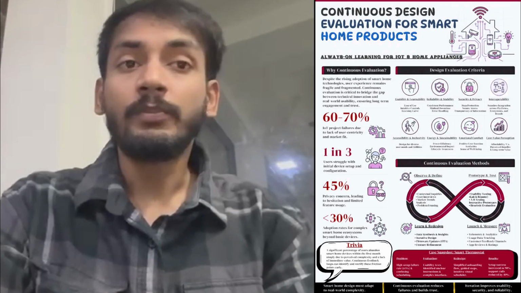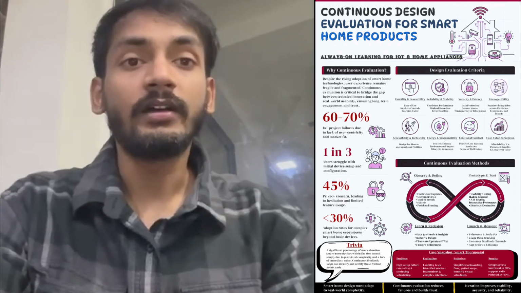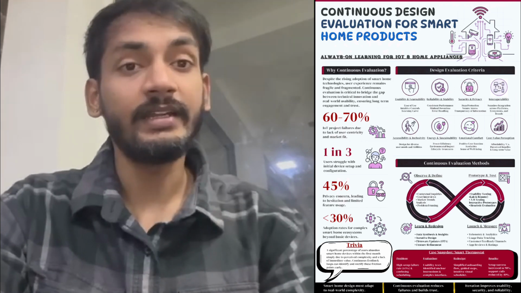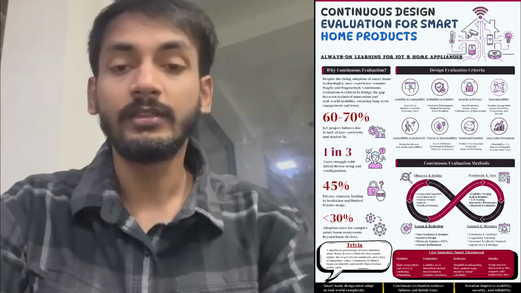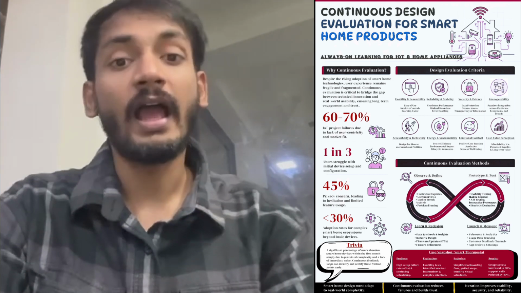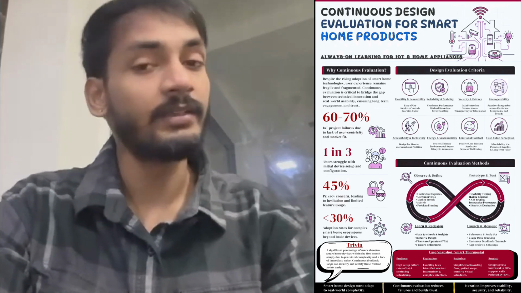At the bottom of the poster, I have listed 3 concise takeaways. First, smart home design must adapt to real-world complexity. Second, continuous evaluation reduces failures and builds trust. Third, iteration improves usability, security, and reliability. These summarize the entire philosophy behind the poster.